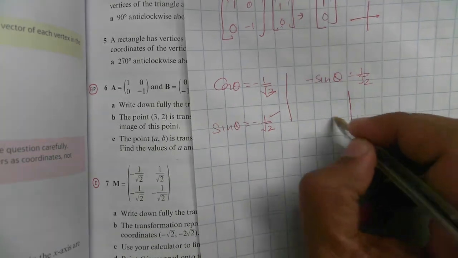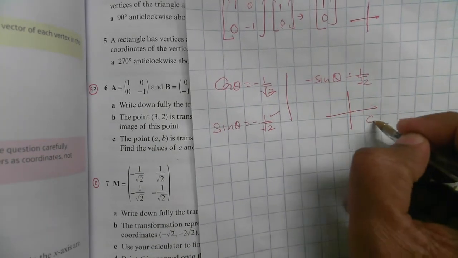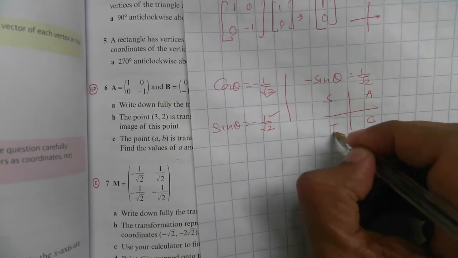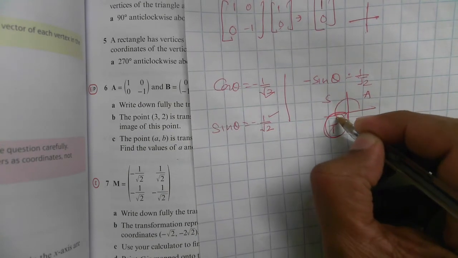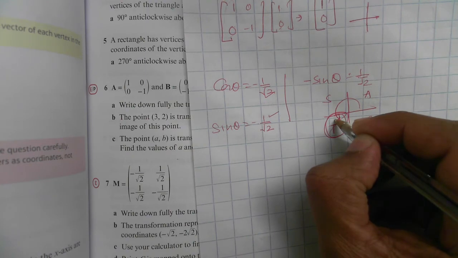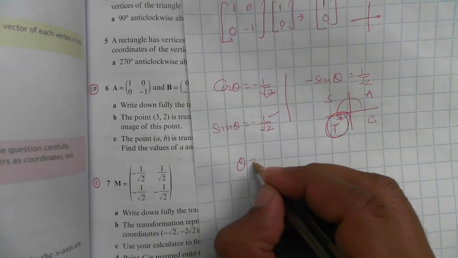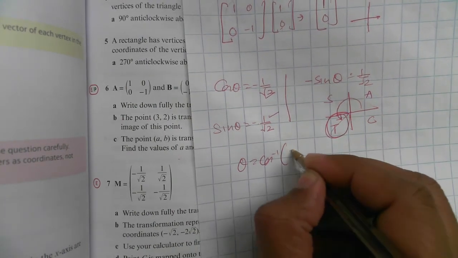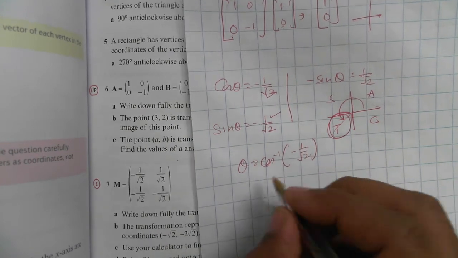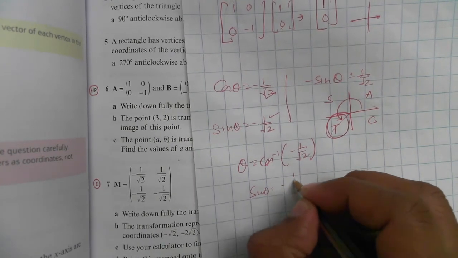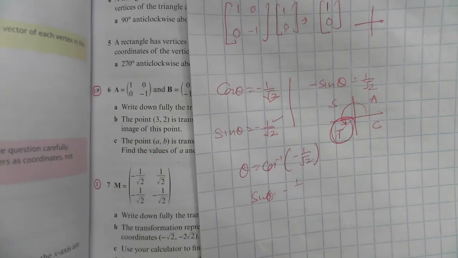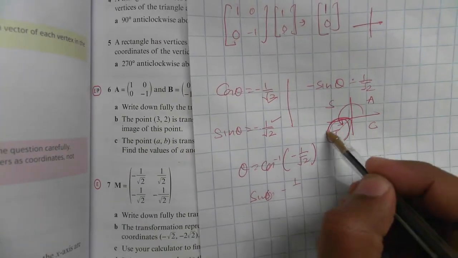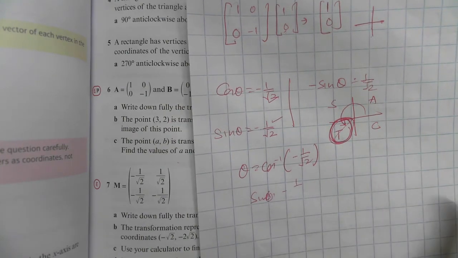You will realize that when sine and cos are both negative, this is in the third quadrant. So guys, this should be some rotation bigger than 180 degrees. Okay, put that in the calculator: theta equals cos inverse of minus 1 over root 2, and theta equals sine inverse of minus 1 over root 2 as well. And you're looking for an angle which is in this direction. We'll understand more when you do trigonometry in first year.